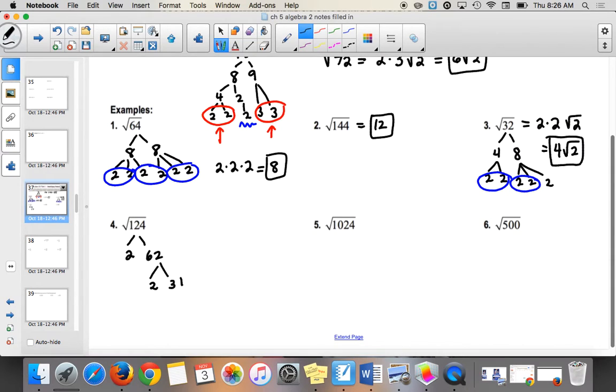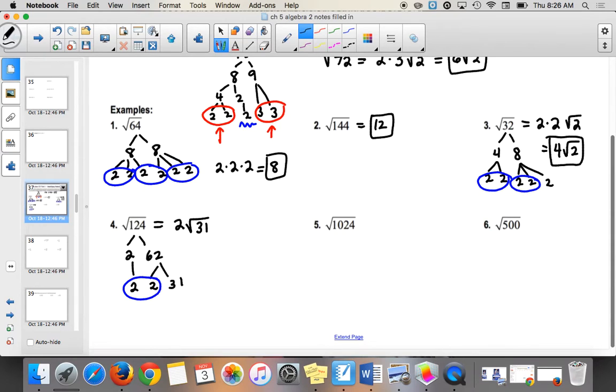All right, so we end up getting 2, 2, and 31. So we have a pair of 2's. When I take the square root of 2 times 2, the square root of 4 is 2. And then the square root of 31 is left how it is because 31 is prime. So the square root of 124 we would simplify as 2 root 31.